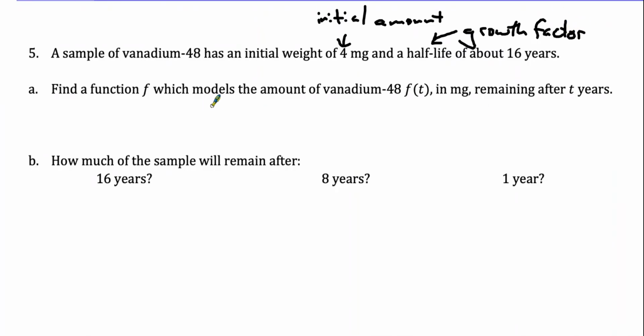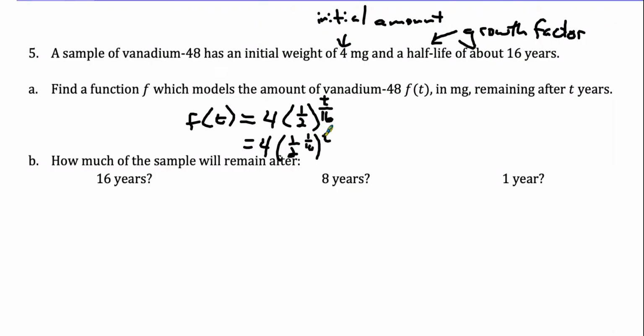So for part A, to write the function that models this situation, they tell us to use t for our variable. So f of t equals my starting amount of 4 times my growth factor of 1/2 raised to the t over 16 power. Now, another way of writing that would be 4 times 1/2 to the 1/16 power to the t power. I kind of prefer the first way here, I think it looks a little bit cleaner, but the second method would still technically be correct.